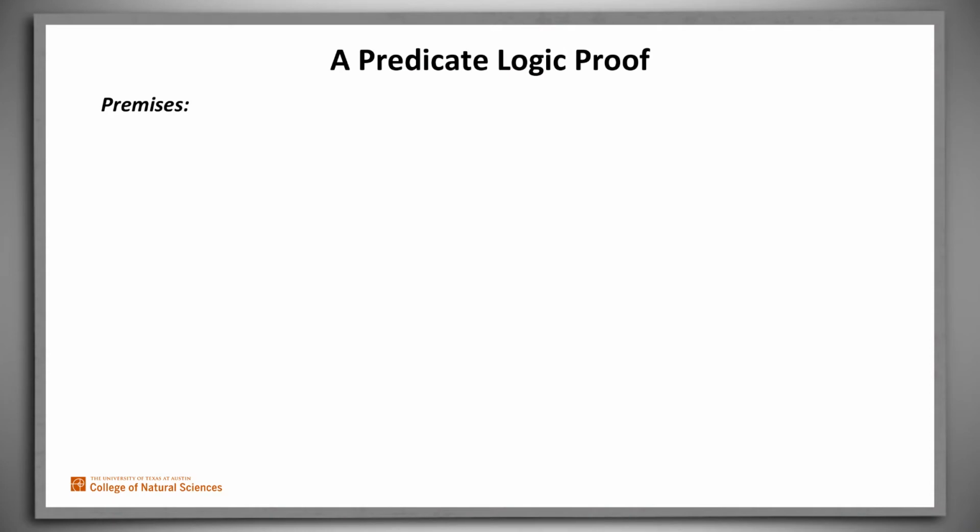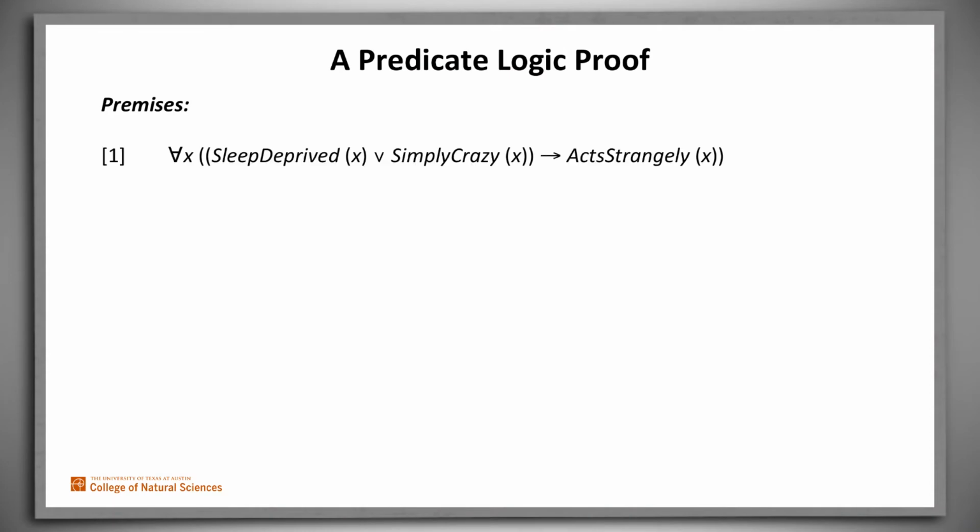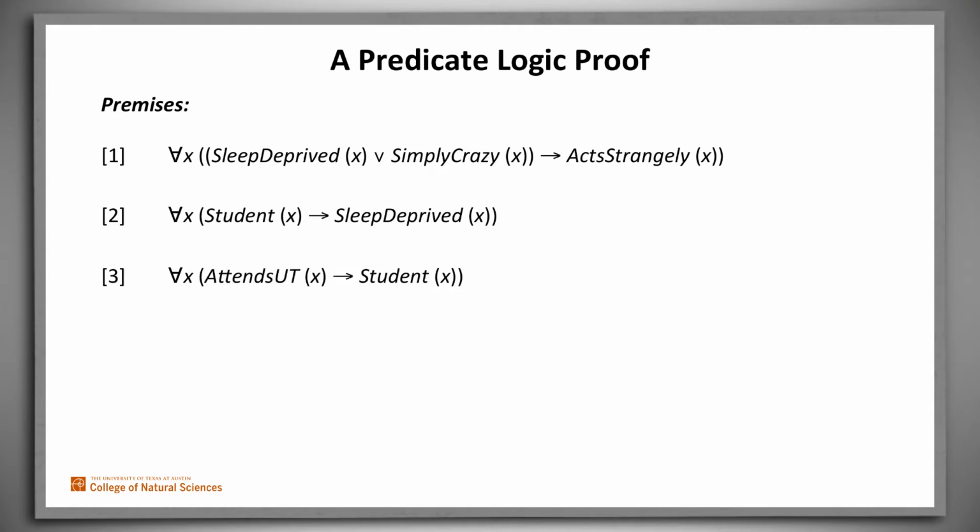Assume the following premises. Anyone who is sleep-deprived or simply crazy acts strangely. Anyone who's a student is sleep-deprived. Anyone who attends UT is a student. Kelly attends UT. We want to prove that Kelly acts strangely.